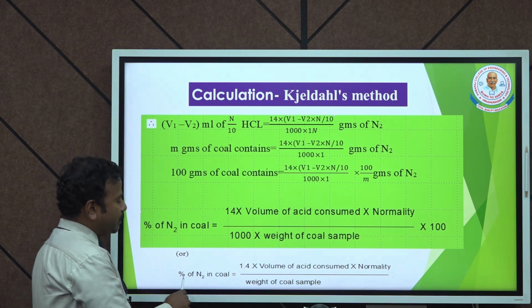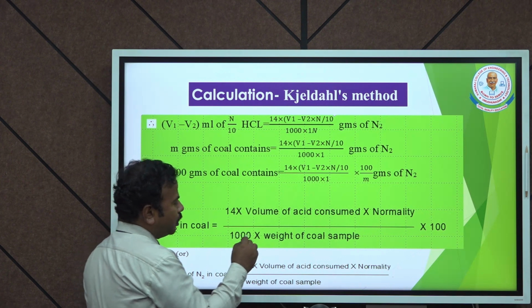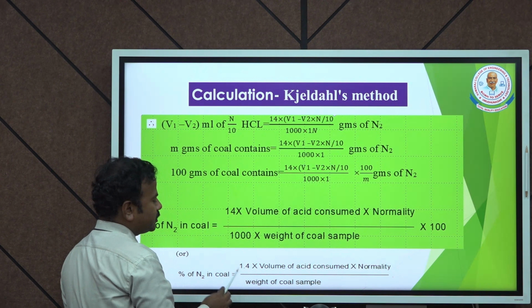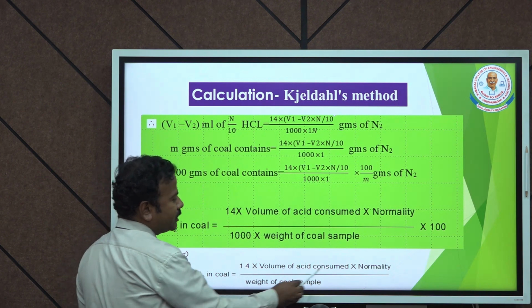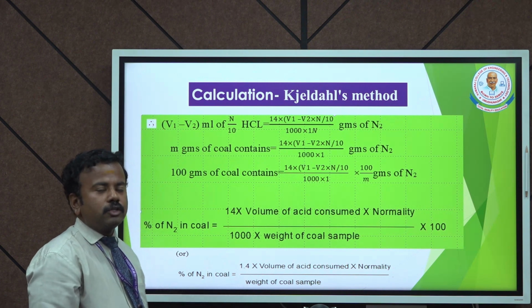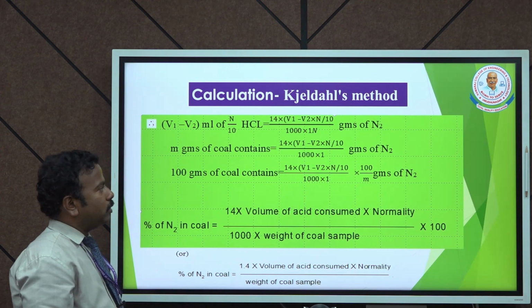Now we write down the simplified form. Here two zeros are cancelled, and we write it like this: percentage of nitrogen equals 1.4 into the volume of acid consumed into normality, divided by the weight of coal sample taken. So there we find the percentage of nitrogen present in the coal.